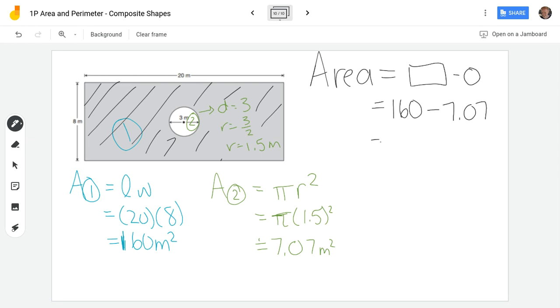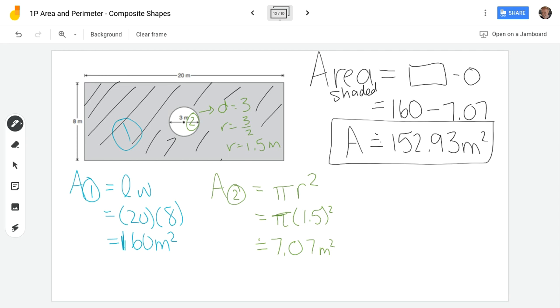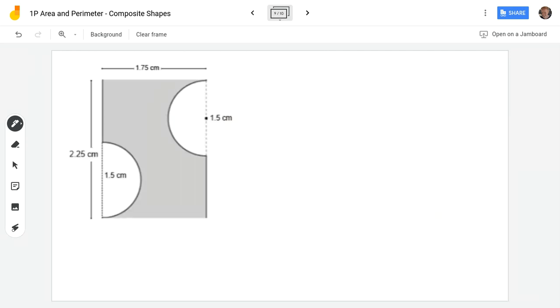So 160 minus 7.07 will give us the shaded area. I'm going to write shaded. Area shaded. So we get approximately 152.93 meters squared. And that is our final answer. And then here is the last question.